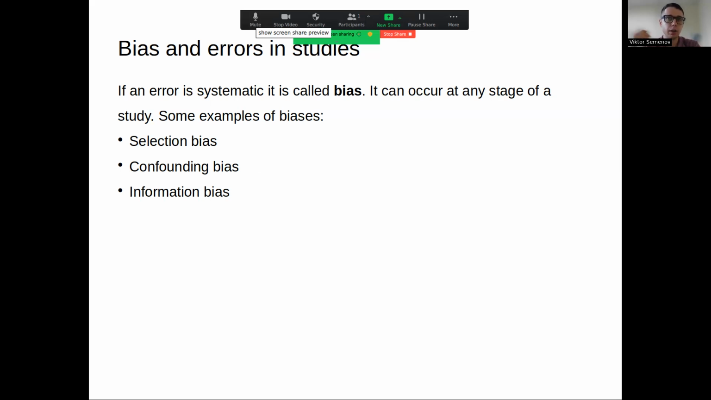For example, if a person develops cancer, this person will be more likely to recall that there were some episodes in the past which could have led to this episode of cancer. But a person without cancer at present may be less likely to recall the same episodes in the past, just because this person hasn't developed cancer by the time of interrogation. So this might be an example of information bias.